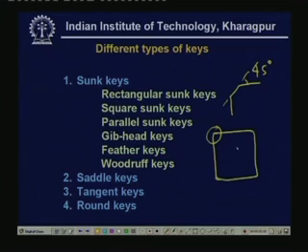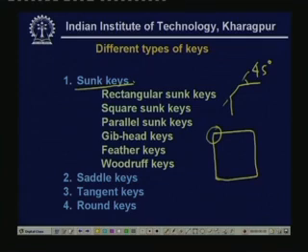Now the key which I have drawn is one kind of key. There are various kinds of keys which use the same principle, that is, a slot is cut within the shaft and some extra material is inserted so that a firm binding is formed. This kind of key which I have drawn is known as the sunk key. Now there are various kinds of sunk keys.